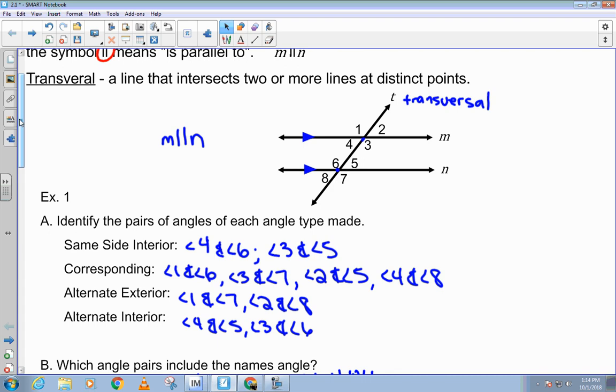How about 4 and 6? Those are same side interior. And what's 4 and 6's relationship? They equal 180, okay? What about 1 and 7? Alternate exterior. And what's their relationship? They're congruent. And then we've got 4 and 5. Alternate interior. And they are congruent, okay? So our congruent ones are our alternate interior, alternate exterior, and corresponding, right? And our supplementary ones are our same side interior, okay? And then don't forget about vertical angles and linear pairs, okay? All right.